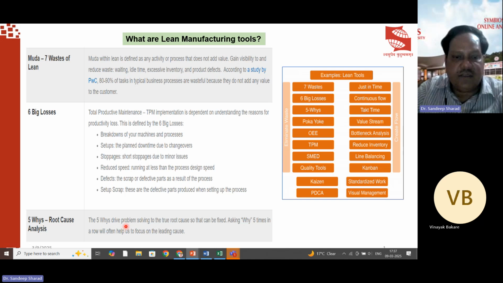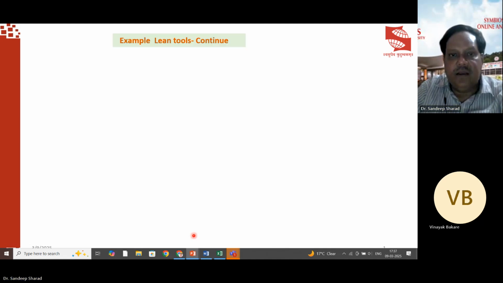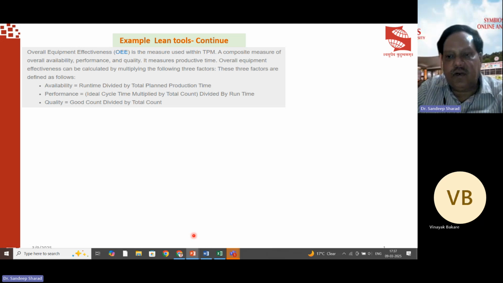5 Whys root cause analysis drives problem solving to the true root cause so that it can be fixed. Asking why 5 times will often help us to focus on the leading cause. Example of the lean tool, continued.